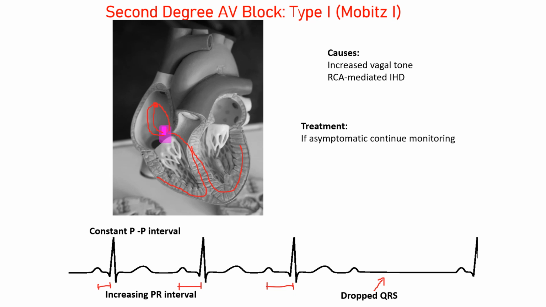Treatment is, if the patient is asymptomatic, continuous monitoring should be good enough. If the patient is symptomatic, there is a need to give atropine and temporary pacemaker. Because it is often asymptomatic and has benign prognosis, there is no need for treatment. But in some individuals, it is symptomatic, especially older individuals and people who have cardiac comorbidities. And if they do have bradycardia, then there is a need for treatment.